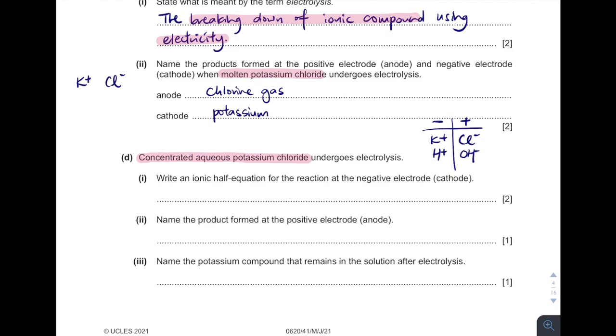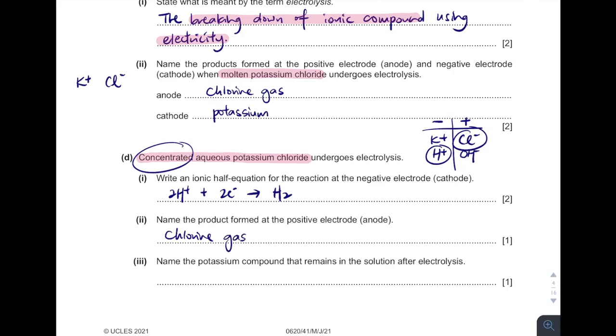Okay, so therefore in this case, hydrogen will get selected. Remember, potassium can only get selected in molten state. So hydrogen gets selected to form hydrogen gas. Then what is the product at the anode? The anode attracts negative ions. Remember, this is a concentrated electrolyte. If it is a concentrated electrolyte, the halide ions will always get selected. There's a halide, Cl. So therefore, the product is chlorine gas.